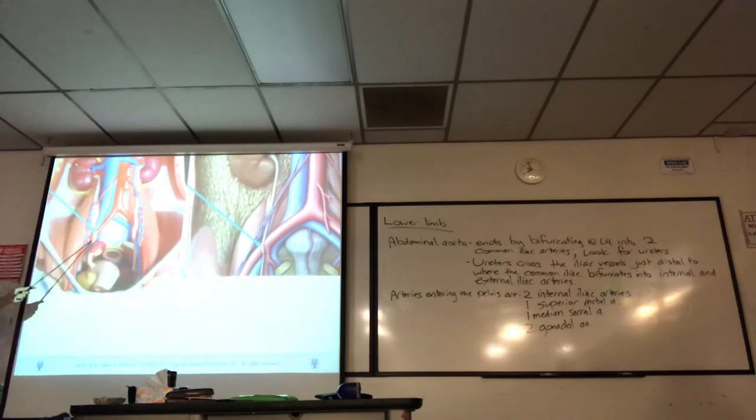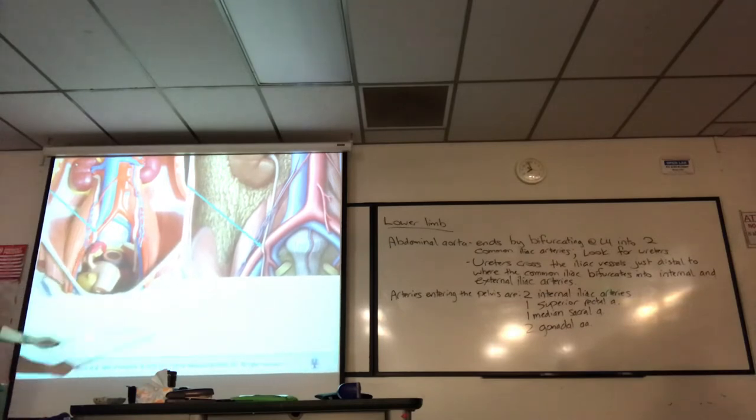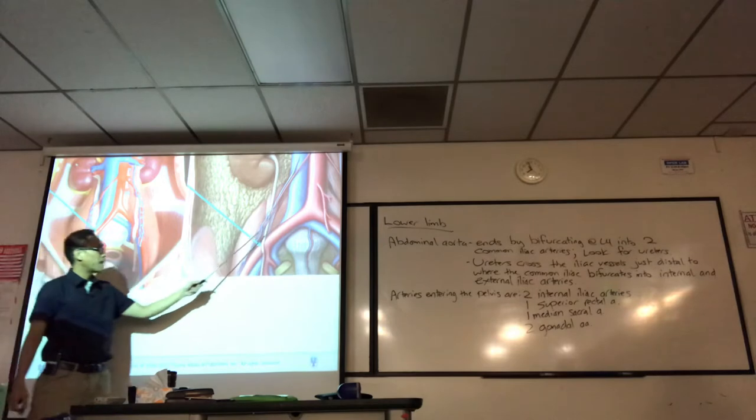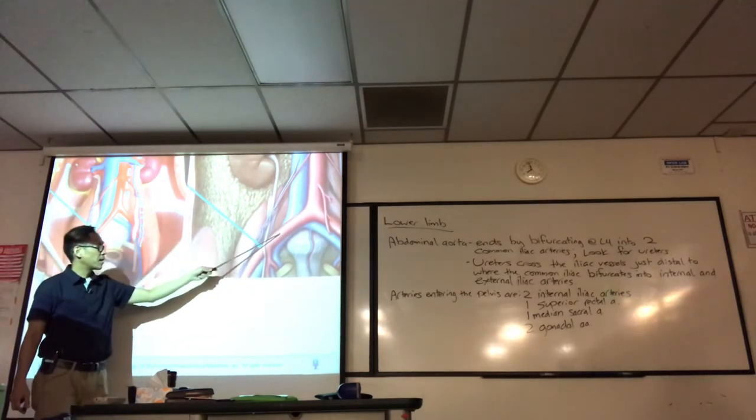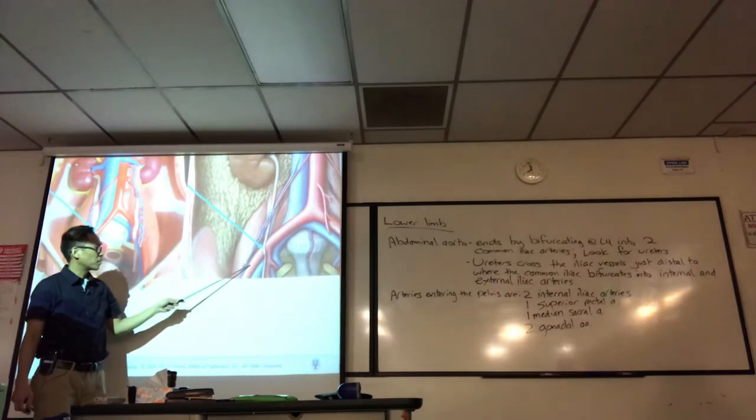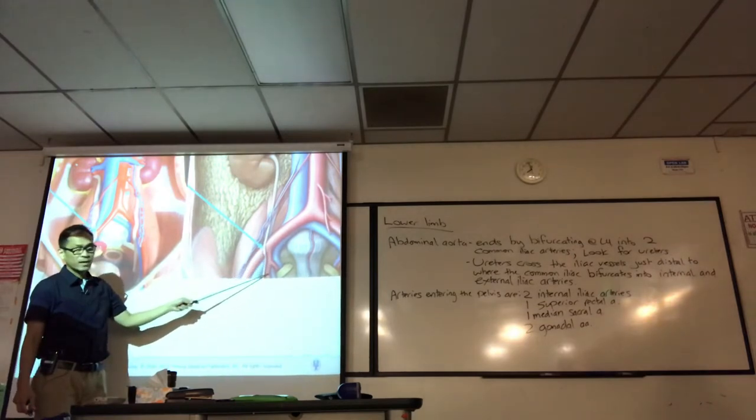If you can't see the internal iliac, it's kind of out of sight here. This picture shows it better. So you follow it back: abdominal aorta, common iliac, external iliac, and that's the internal iliac. Okay?